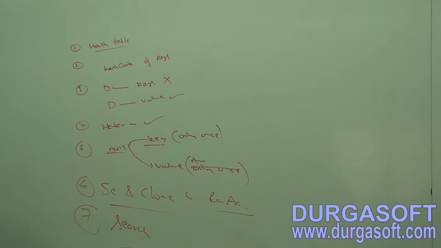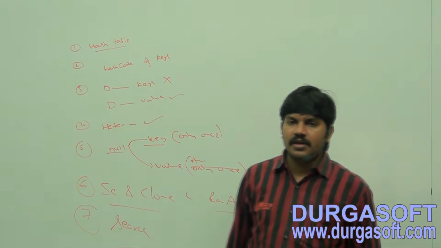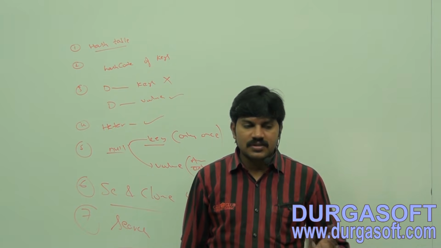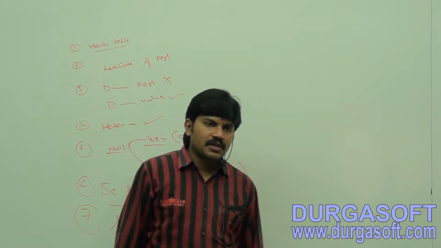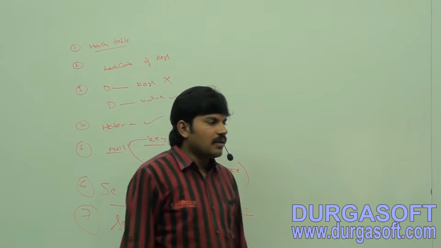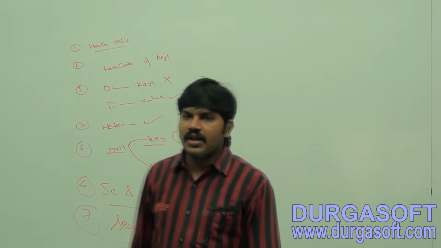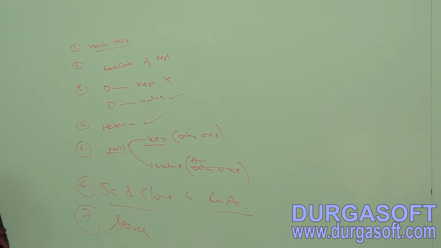Next, null is allowed for key. Within bracket, how many times? Only once. Null is allowed for key within bracket, only once. Next, null is allowed for values. Within bracket, null is allowed for values any number of times.